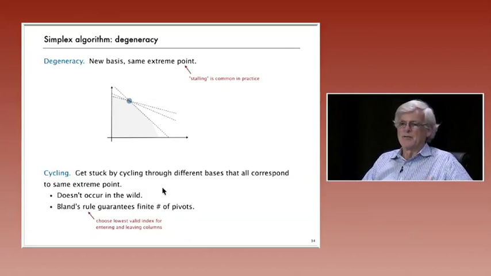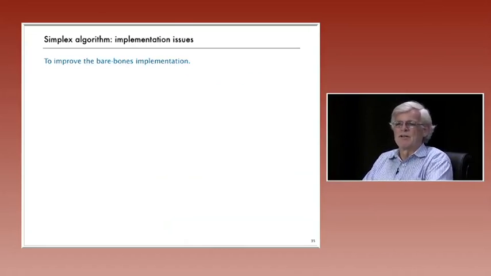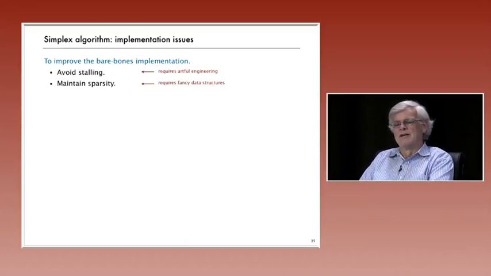And the way that we implement it, and the way that anyone would implement it, just choosing the first one, that's Bland's rule, is going to guarantee that at least you don't get caught in an infinite loop, which would be bad, but it doesn't seem to happen anyway. But it's a problem to think about. There are a number of other things that have to be thought about in order to actually try to use this to schedule airlines or whatever. So you certainly have to be careful to avoid stalling.